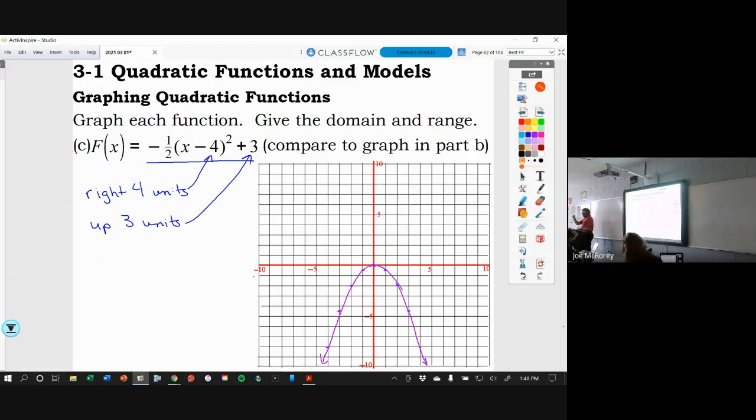Which means if I take every one of those points that I plotted for negative 1/2 x squared, move every one of those points to the right 4 and up 3, we're good to go, right? Okay. This point, right 4, up 3, is right there. Right 4, up 3. Right 4, up 3. And so on. Reflect it across its axis of symmetry.